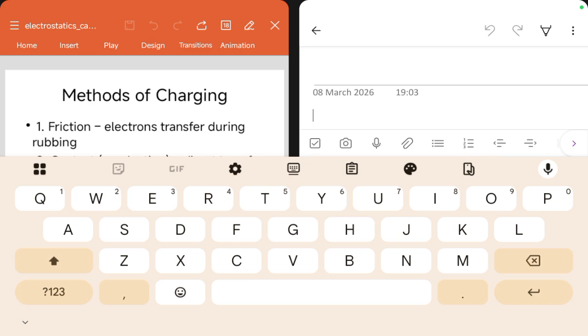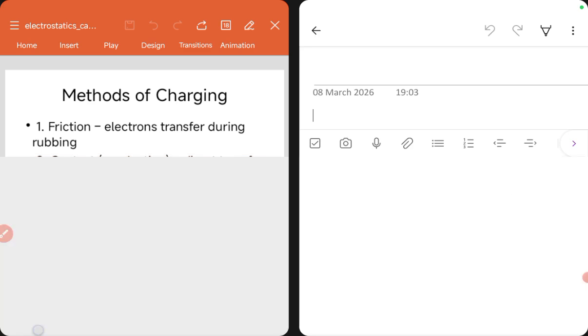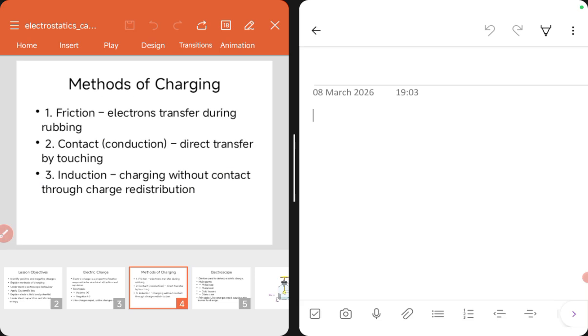Now the next one is charging by induction. Now remember, by conduction there has to be contact. There has to be touching. Same thing with friction. There has to be touching. When there is friction, it is by rubbing against each other that the charges are acquired, while by contact or conduction, it is by touching each other that the charges are acquired.